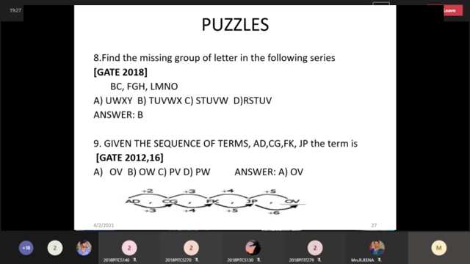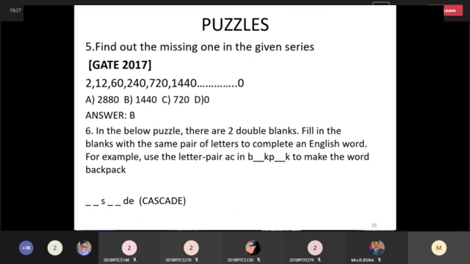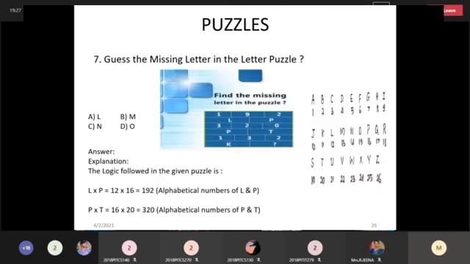In the previous problem, we have to find out what the value of K will be. 11 into 13 is 143, so 11 into 12, that should come. The answer should be 132.